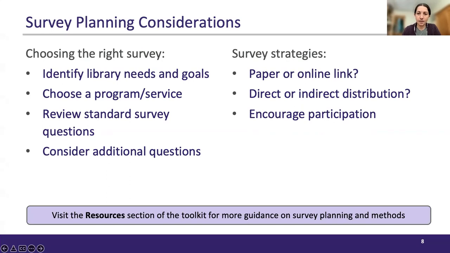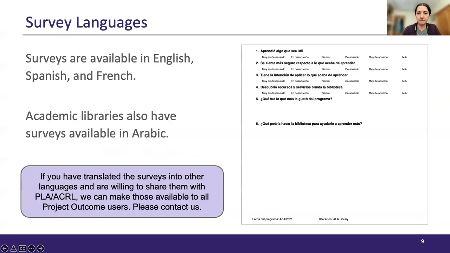It's also important to consider how you frame the survey request in order to encourage participation. It can be helpful to emphasize the importance of feedback and emphasize that the survey is short. It takes less than 5 minutes. As you make changes based on feedback your library receives, you can also share that those changes are the result of patron feedback, which can encourage more feedback in future. More guidance on survey planning and methods is also available in the Project Outcome resources.